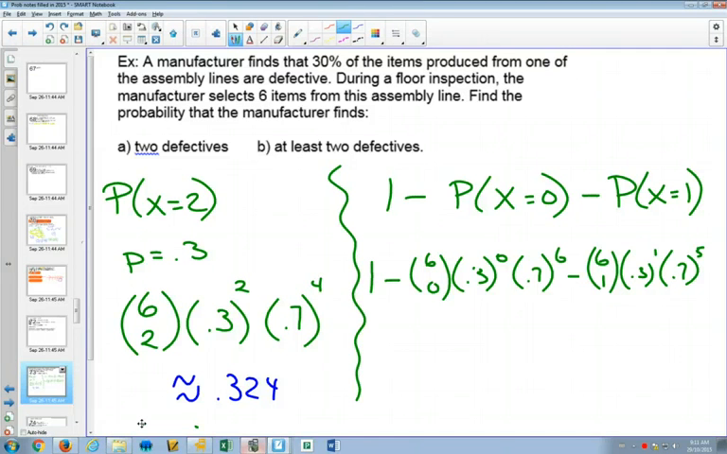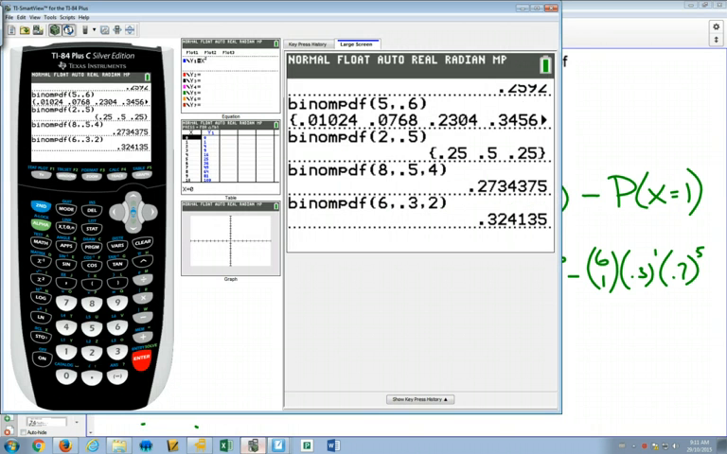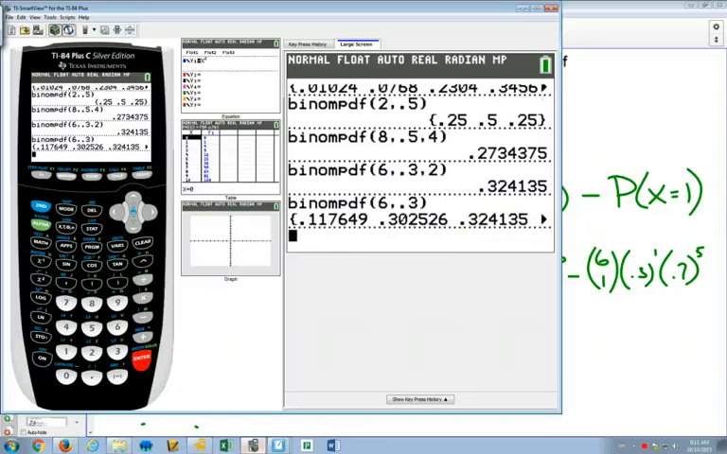Of course, you could get those values from your calculator, and if you didn't put specific values into your calculator, you would have all those distributions in list 2, and those numbers would be easy to see. So if I go to my calculator again, and instead of putting the 2 in here, I just have 6 and 0.3. That'll give me all of those values. And if I would like, I can store those into list 2.